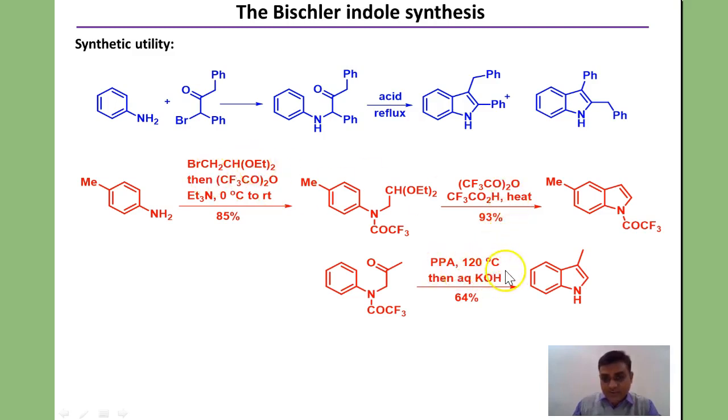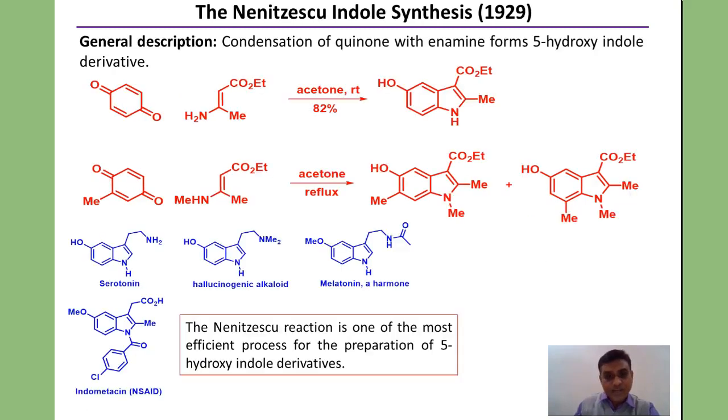Polyphosphoric acid can be employed in the cyclization reactions, leading to a 64% yield of this indole product. So in this way, we have learned the indole synthesis, where we start with the alpha haloketone and the aniline to form an alpha aryl amino ketone. Under acidic conditions, this undergoes cyclization to form the indole derivative. Now the last methodology for the indole synthesis is the Nenitzescu indole synthesis.